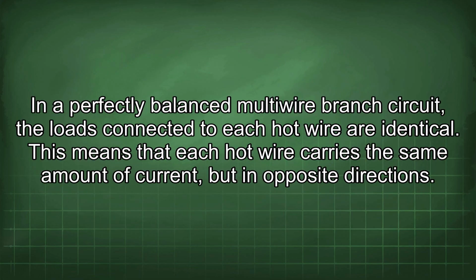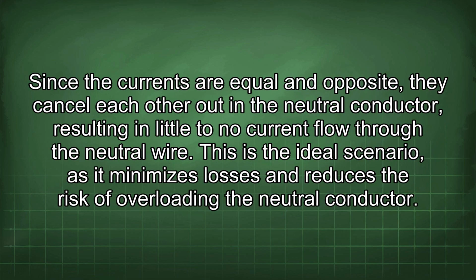In a perfectly balanced multi-wire branch circuit, the loads connected to each hot wire are identical. This means that each hot wire carries the same amount of current, but in opposite directions. Since the currents are equal and opposite, they cancel each other out in the neutral conductor, resulting in little to no current flow through the neutral wire. This is the ideal scenario, as it minimizes losses and reduces the risk of overloading the neutral conductor.